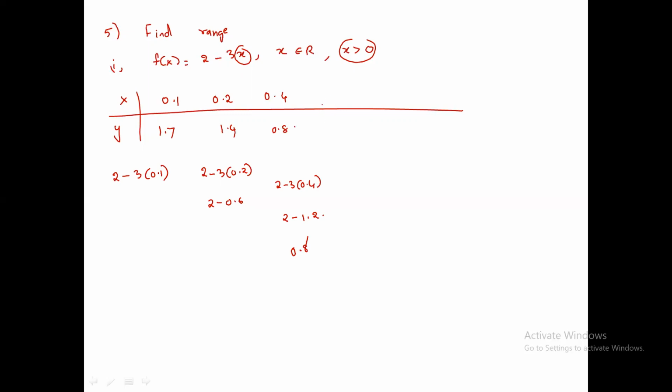Like this it goes on. If you take x as 1, y will be 2 minus 3 into 1. That is minus 1. If you take 2, y will be 2 minus 3 into 2. That is minus 4. If you take 3, y will be 2 minus 3 into 3. That is minus 7. Like this it goes on.